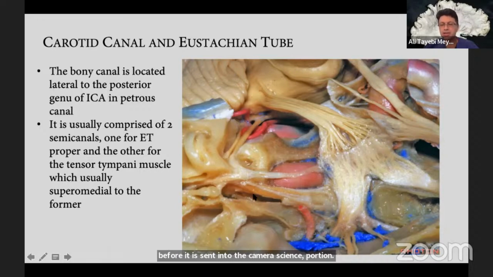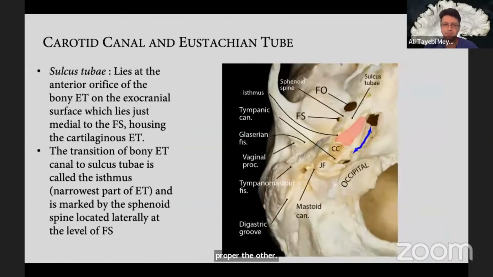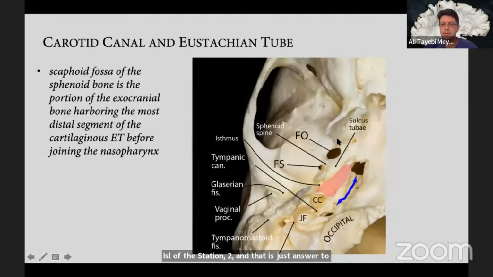Okay. So when you look at the eustachian tube, you find two semi-canals inside it. One is the eustachian tube proper. The other one is the one that harbors the tensor tympani muscle. This is the sulcus tubae that we talked about. This is the anterior orifice of the eustachian tube when it transitions into the cartilaginous part. And there is this very tiny, thin, narrow area of bone, which is called the isthmus of the eustachian tube, and that is just anterior to the carotid canal. And we talked about the scaphoid fossa.